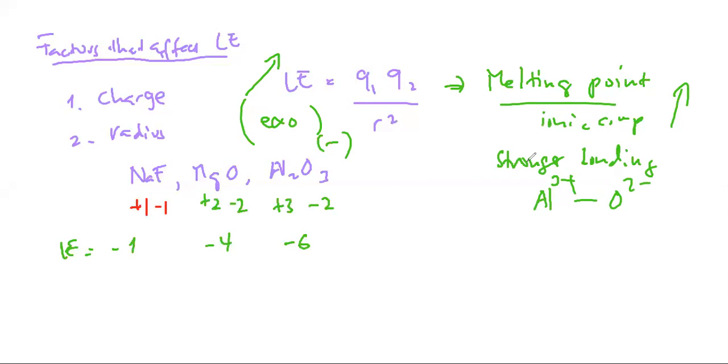And why do we get this stronger bonding? Because the lattice energy of Al2O3 is very exothermic, very negative. So if we arrange these by strength of bonding, Al2O3 is the strongest, compared to MgO, and the weakest is NaF. So that's the first factor. The second factor that I'm going to highlight is the radius.